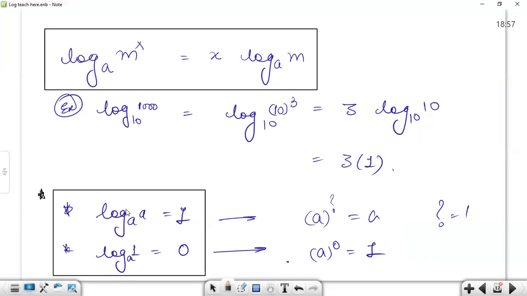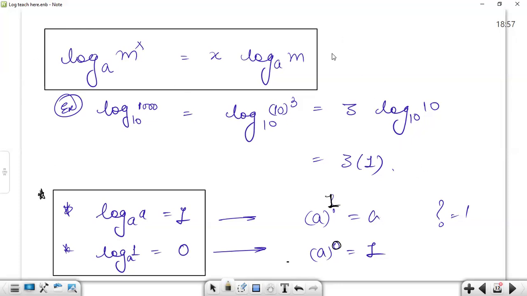So these are some basic properties which are derived from the fact that a raised to power 1 is a, and a raised to power 0 is 1. So it can be re-understood in the form of the logarithm function as in these properties. And the same goes for here also.